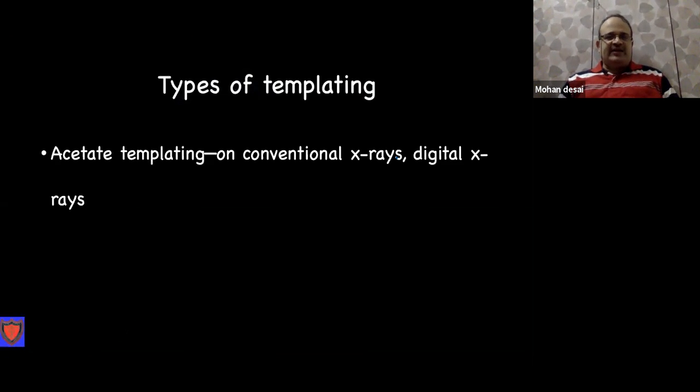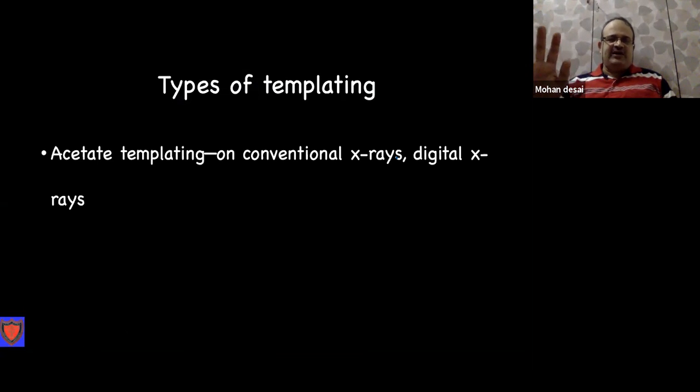There are types of templating. Typically, what we do is on a conventional X-ray, and it is known as acetate templating. That means a conventional X-ray, and we have templates which we overlay on this X-ray.